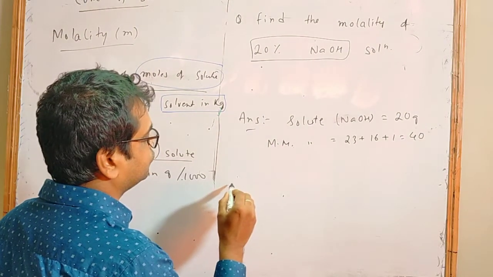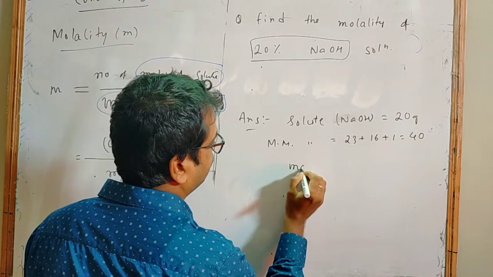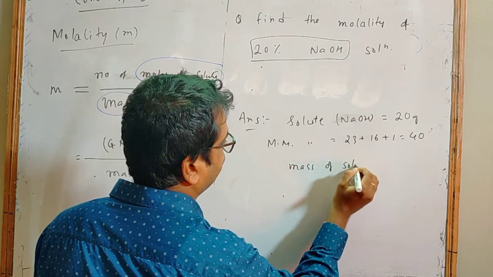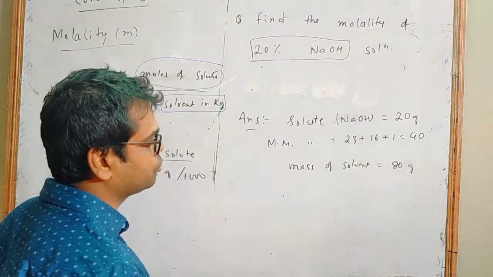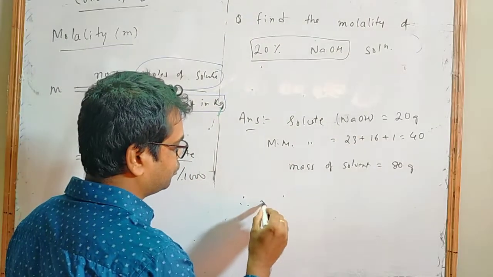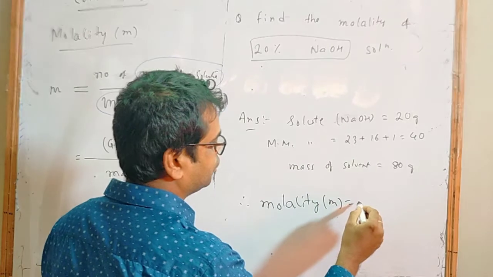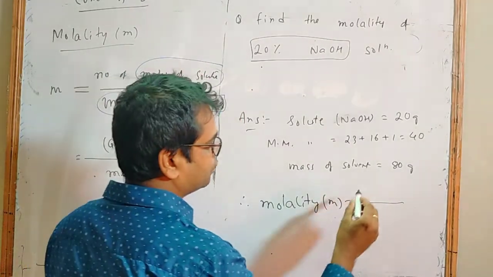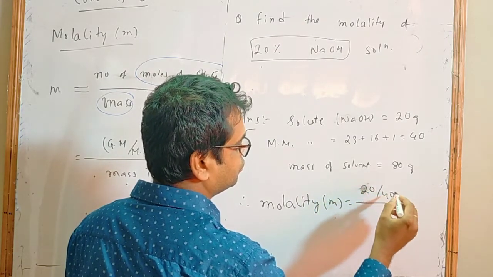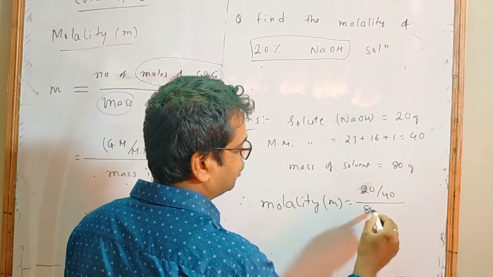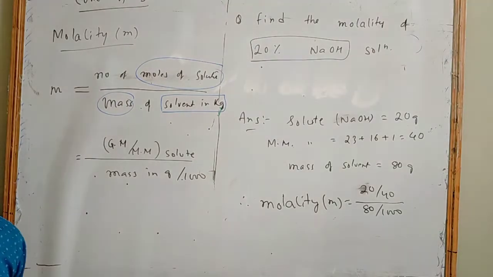Now, here 20% means mass of solvent is 80 gram. 20 gram solute and 80 gram solvent. So therefore, molality small m. What is the formula? Given mass means 20 by molar mass of solute by mass of solvent in gram divided by 1000. So by that you can calculate this one.